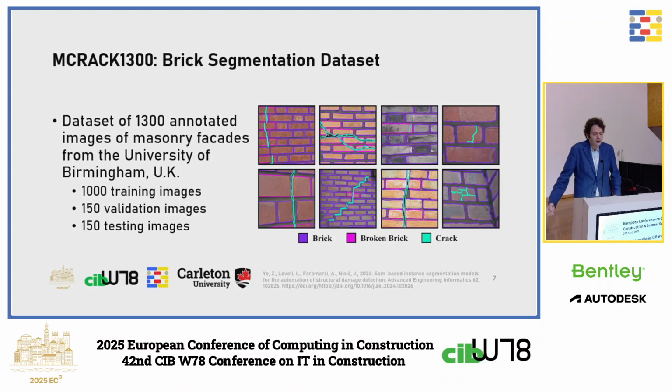So in order for a YOLO model to function correctly, it must be trained on an appropriate data set. So for this study, we utilize one called MCRAC 1300, which is a collection of 1,300 images of masonry facades with labels for both bricks and cracks. So the images in the data set are split to serve different functions. In this case, 1,000 are used for training, 150 for validation, and the rest for testing purposes.